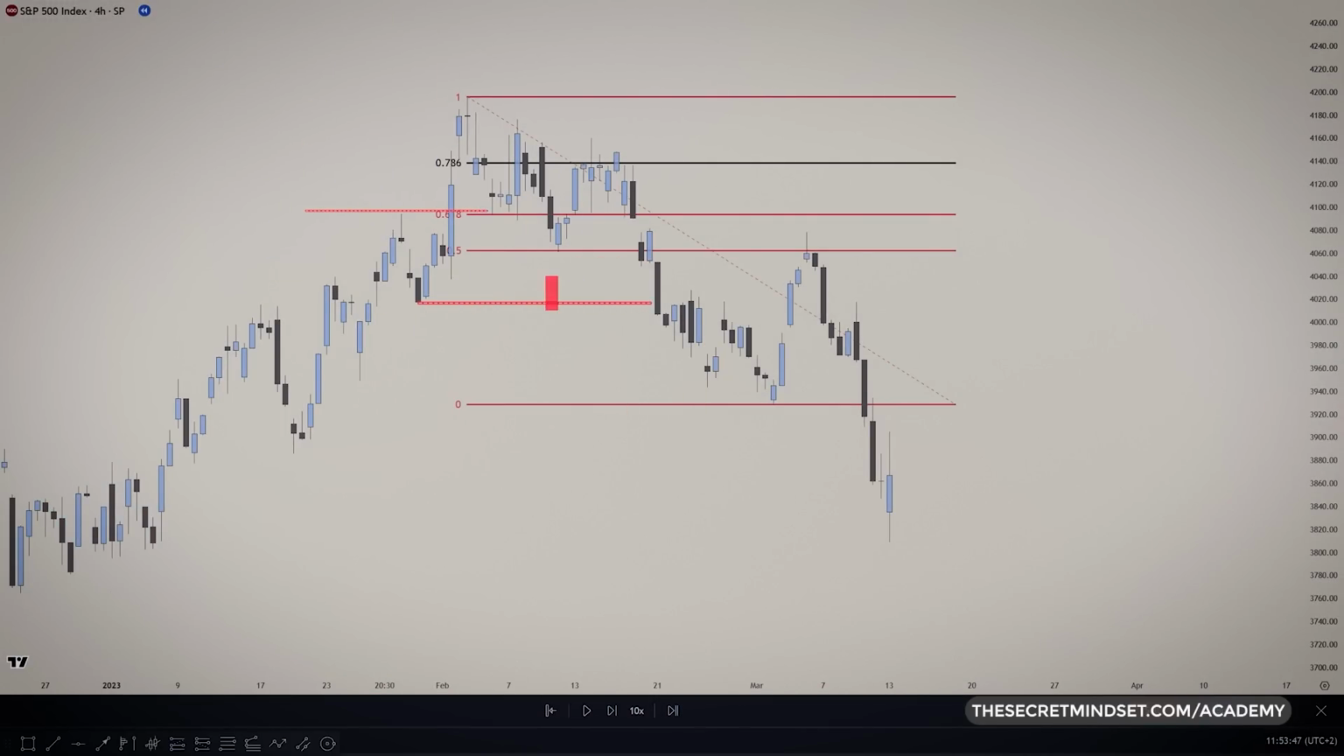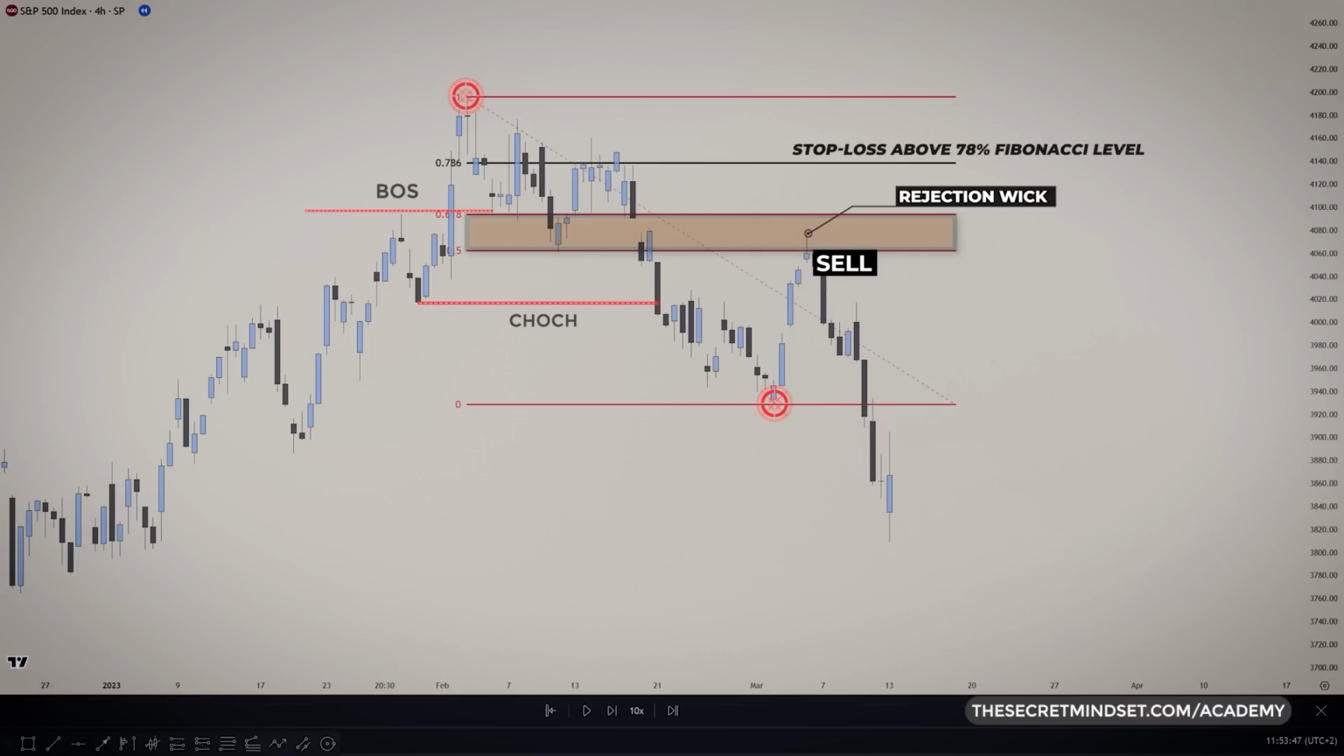A long wick into the zone, combined with the other factors, screams rejection. Of course, we need a backup plan, in case the price goes right through the golden zone. Set your stop loss just above or below the 78% Fibonacci level.